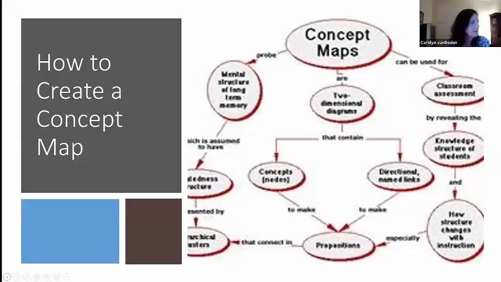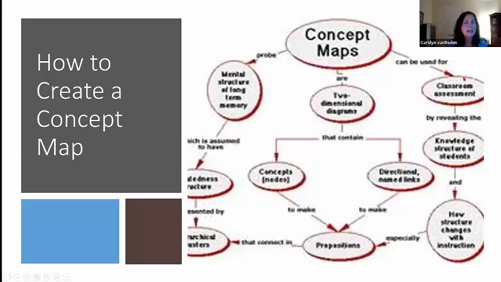All right. I am going to share how to create a concept map. And this is something that I have done with my students. It's a little different than what we've done. And I actually had the students do it on a PowerPoint slide when they finished.